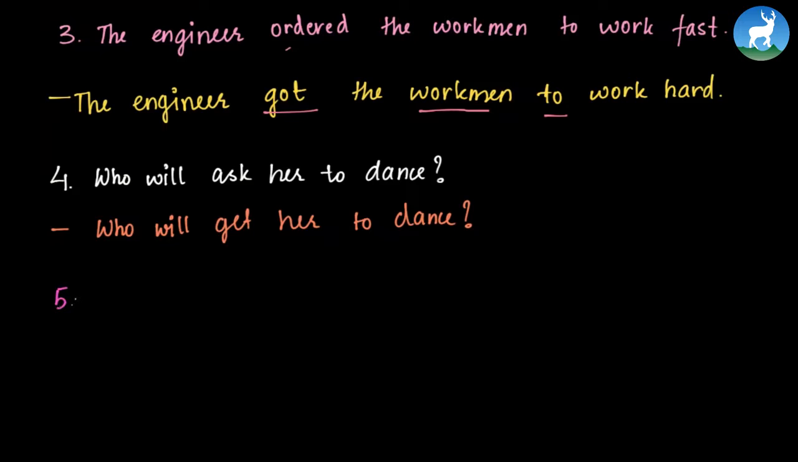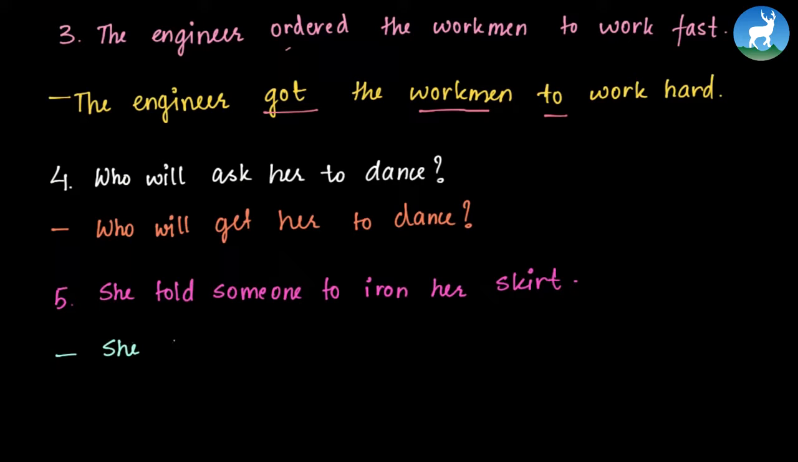And the final question is, she told someone to iron her skirt. We can rewrite it as she got her skirt ironed. Now here the agent is not defined. She got her skirt. She is the subject. Get, the causative verb. Her skirt is the object. And then we use the past participle form, that's ironed. If the agent was defined, we would have written to iron. But because the agent is undefined and unknown, we are using the past participle form, and hence the sentence becomes, she got her skirt ironed.